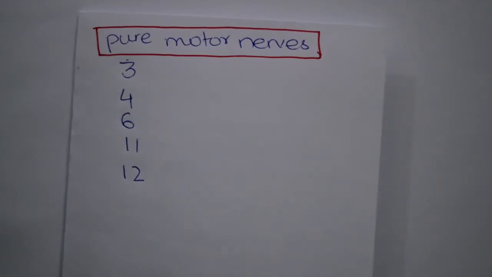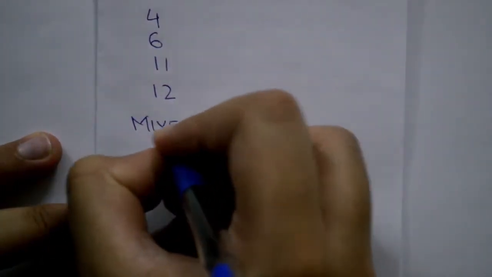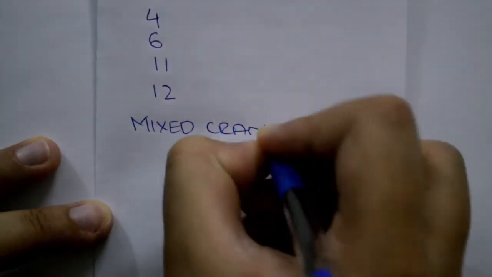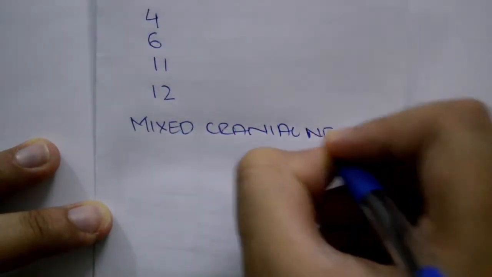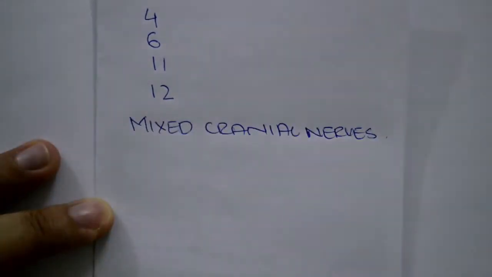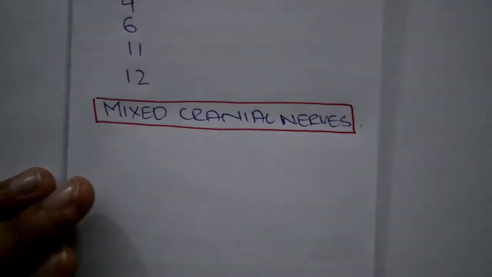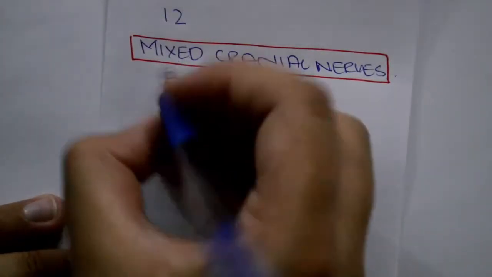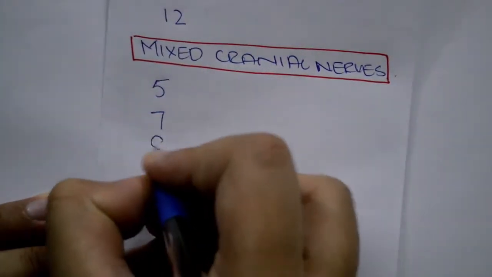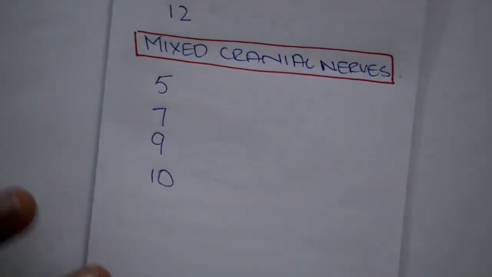So let's move forward. The next we have are the mixed cranial nerves. So what does mixed cranial nerves mean? Mixed cranial nerves have both components. This means that they are motor as well as sensory. So mixed cranial nerves are cranial nerve 5, 7, 9, and 10. So you remember these: 5, 7, 9, 10.